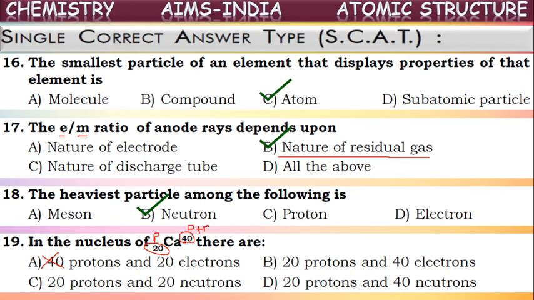Now already we know the protons number is 20. Then what is the number of neutrons we get? 20. So the nucleus of calcium contains 20 protons and 20 neutrons. Okay, this is the correct option.